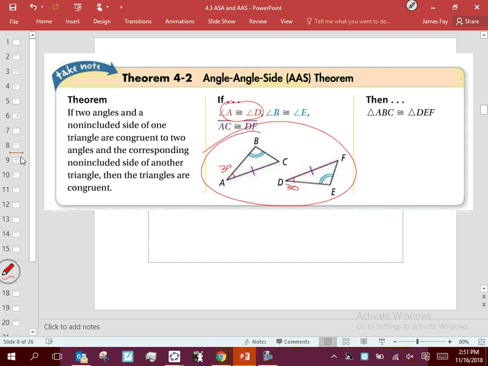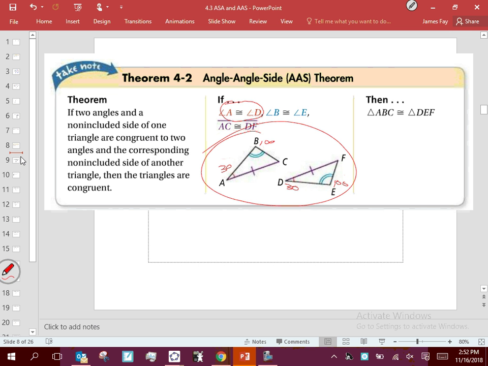If angle B is 100, what's angle E? 100. How many degrees have I used so far in both triangles? 130. What's left over in both triangles? 50, and that 50 can only go in one spot, angle C and angle F, right? So we get that the third angles are congruent. If two angles of one triangle are congruent to two angles of another triangle, then the third angles are congruent. That's the third angle theorem.